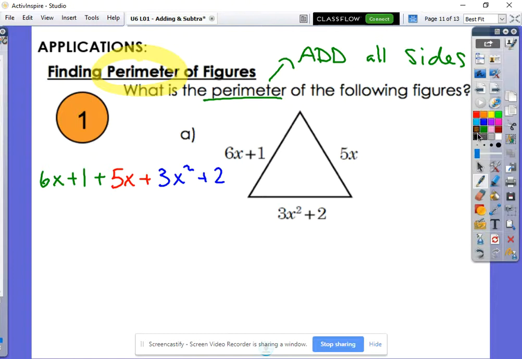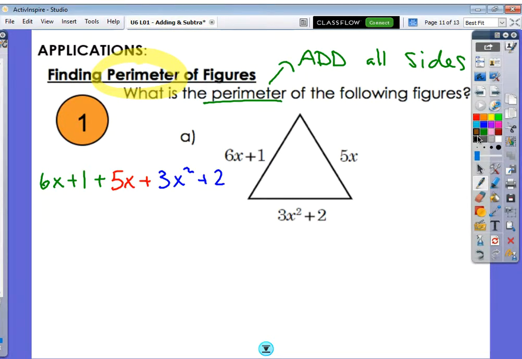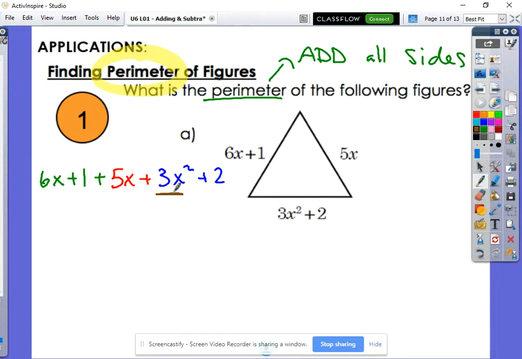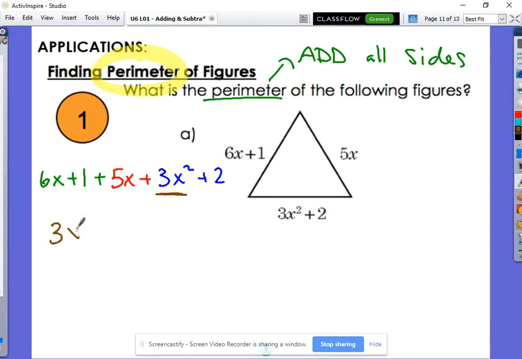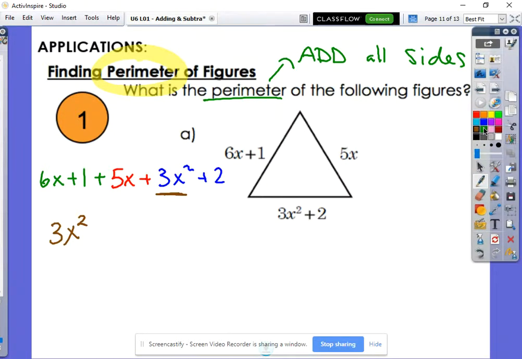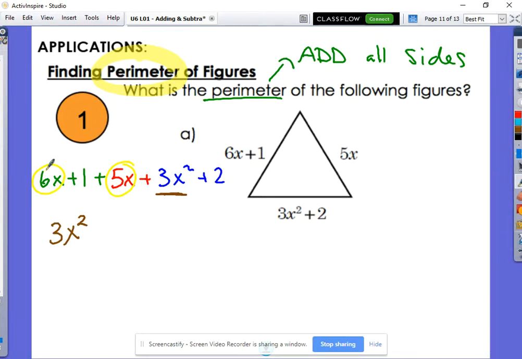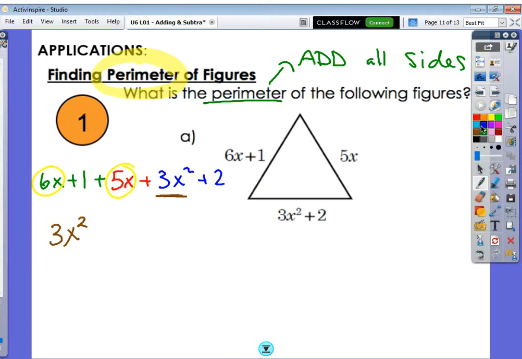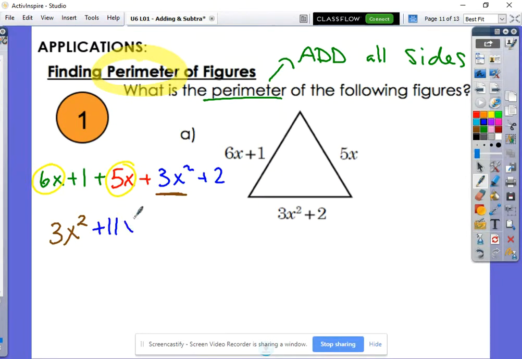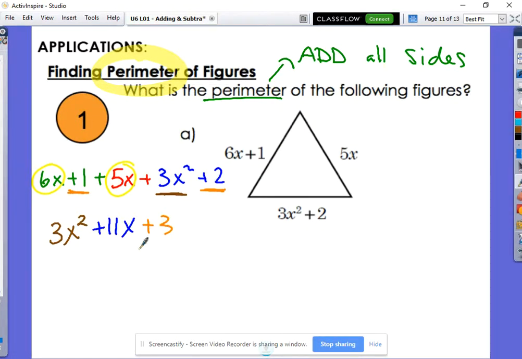If that helps you to get them all in one line, then identify which one is going to come first because that's my highest exponent. So 3x squared. And then start combining. We do have some like terms. The 5x and the 6x, those are like terms, so we can combine those. If we do that, we end up with positive 11x. And then last but not least, combine your positive 2 and your positive 1, which gives you positive 3. So that right there is the perimeter of this triangle.